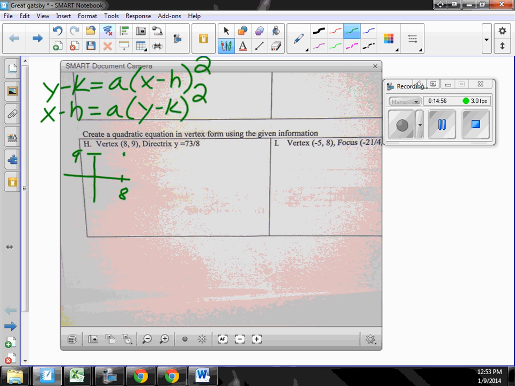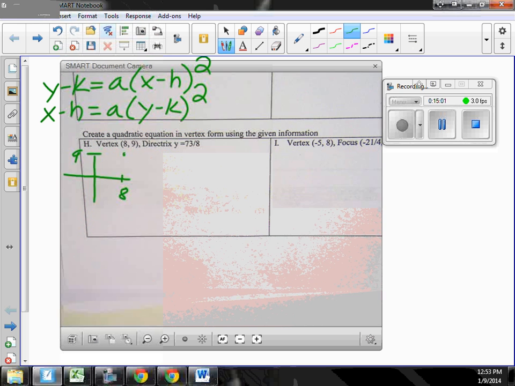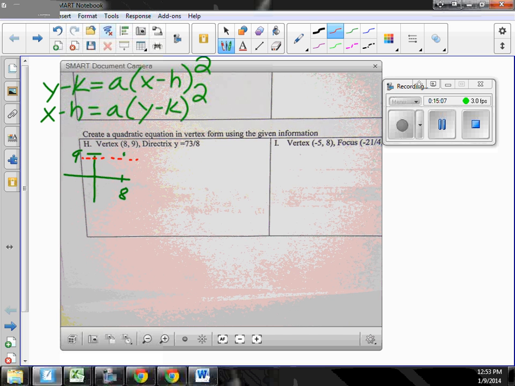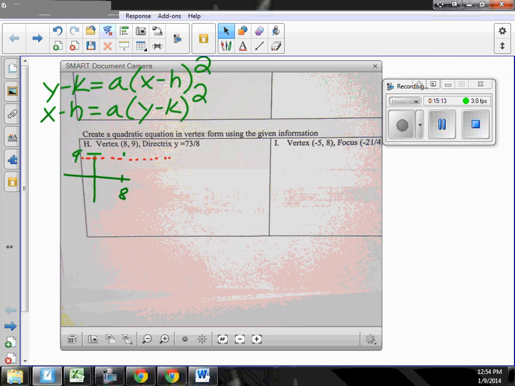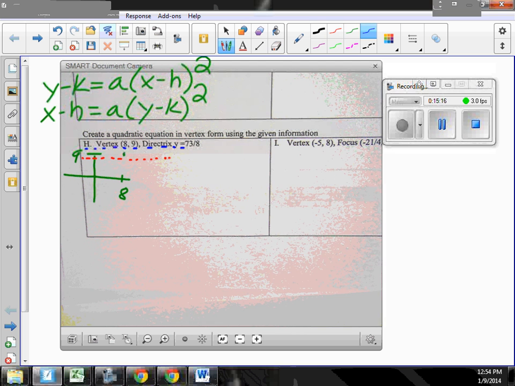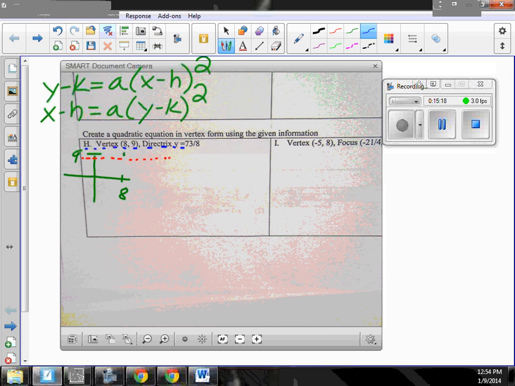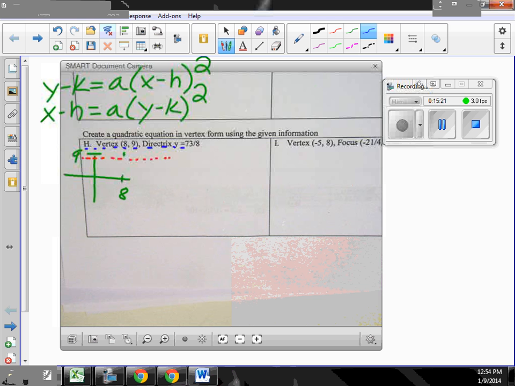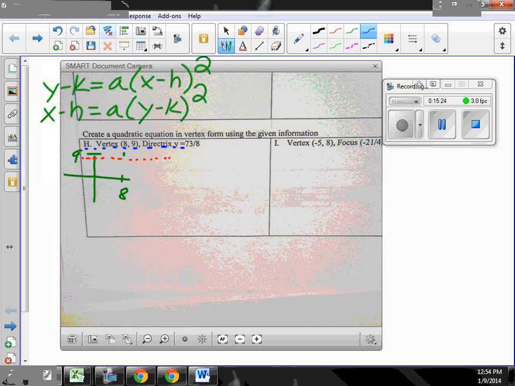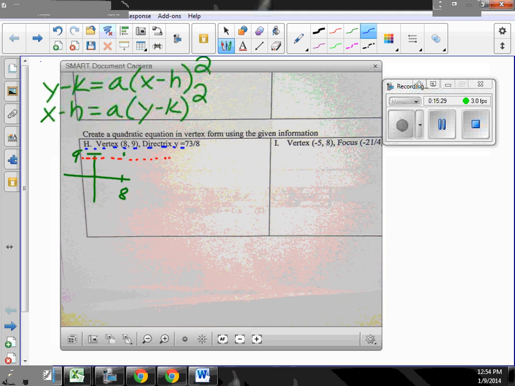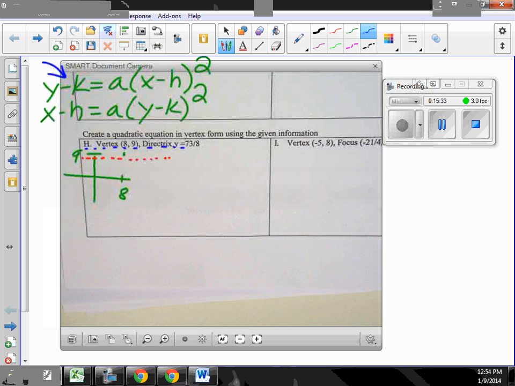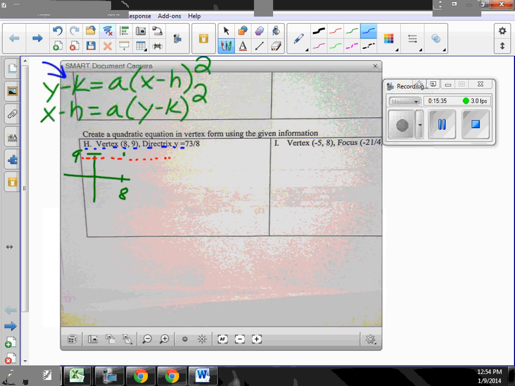If my directrix is a y equals equation, what does that tell me about the parabola? It's either up or down. So my directrix is either right below the dot, in which case the parabola would open up, or the directrix is right above the dot, in which case the parabola would open down. Does everybody understand that? Just the fact that the directrix is horizontal guarantees that we use this equation, without even knowing where it is.